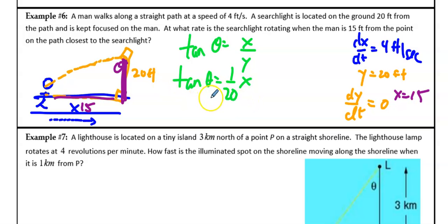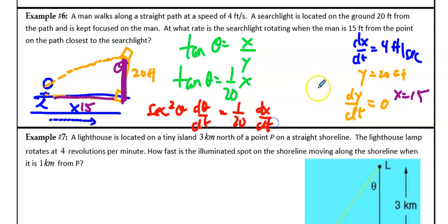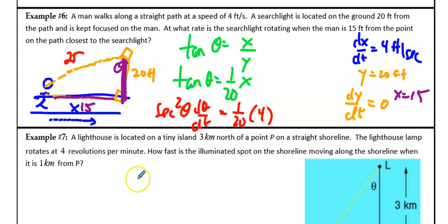And then, ladies and gentlemen, this becomes the same old story that we've said in the previous examples. We're going to implicitly differentiate this, right? We're going to get secant squared theta times d theta dt equals 1 over 20 times dx dt. I know dx dt is 4, so go ahead and replace that with 4. And now we just have to worry about what secant is. I went ahead and wrote the 25 here because we have to use the Pythagorean theorem, right? So 15, 20, 25, that's a 3-4-5 ratio.